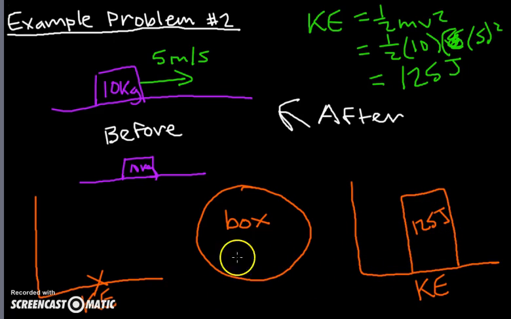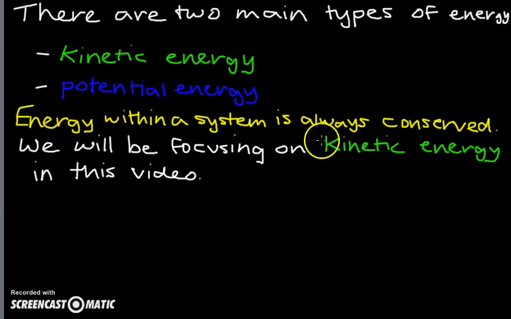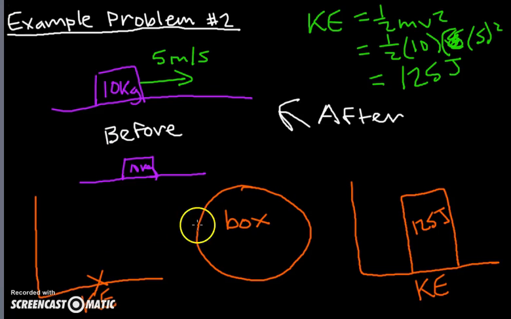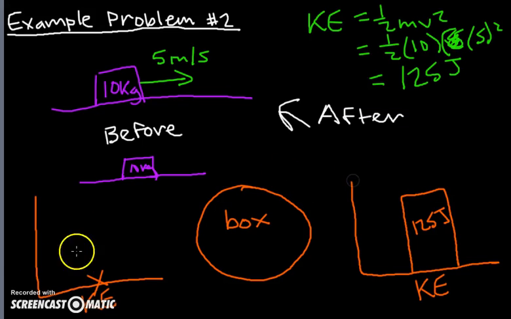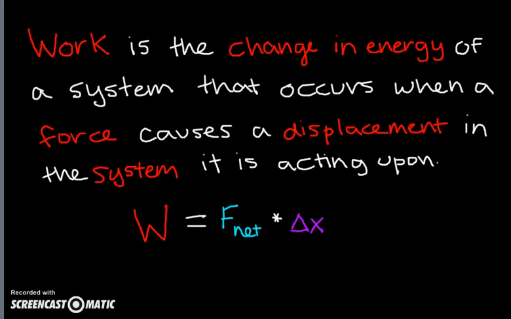But you might be saying to yourself, didn't we just say earlier that energy within a system is always conserved? How on earth did we manage to have a difference of 125 joules? What happened? Something must have happened to create that difference, right? And the answer is yes. This change in energy is something that is known as work.